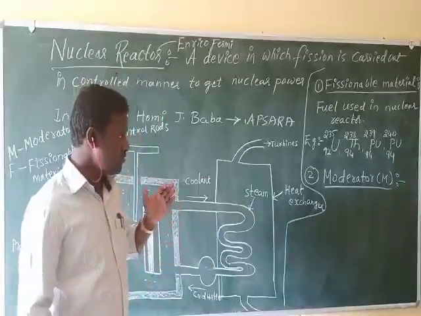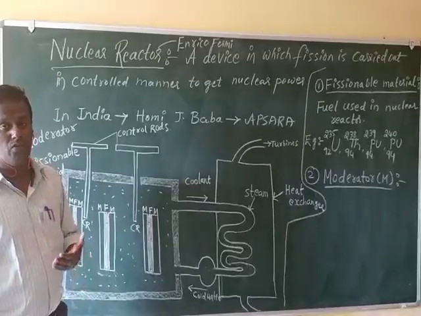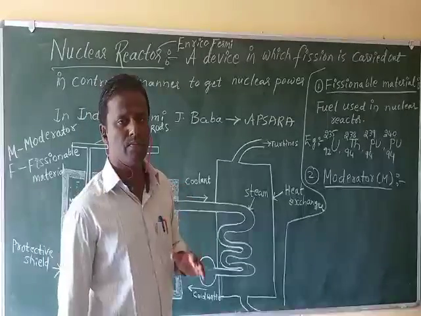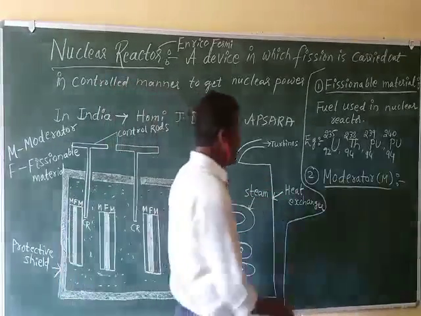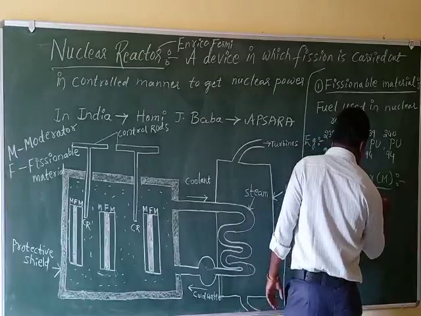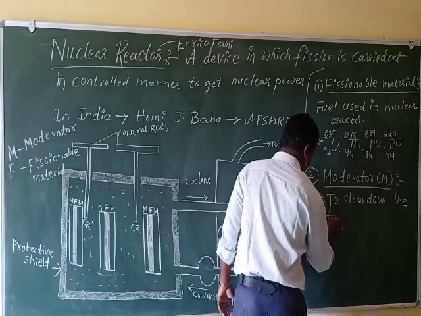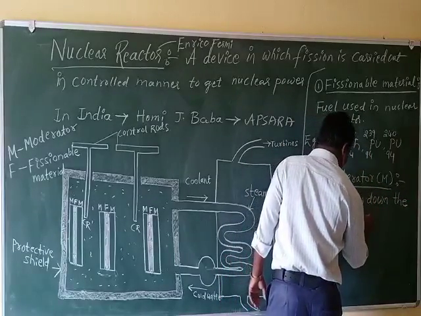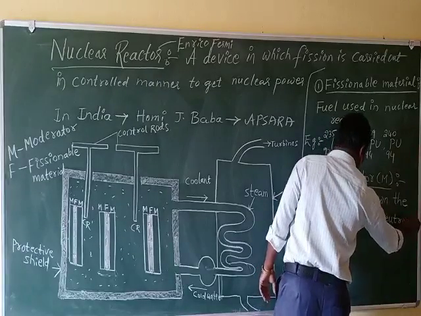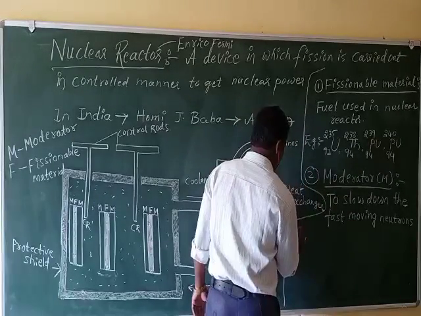So what must be the nature of the neutrons? Neutrons must be of slower speed. They must be of minimum speed. So to slow down, what is the use of moderator? To slow down the fast moving neutrons, moderators are used.